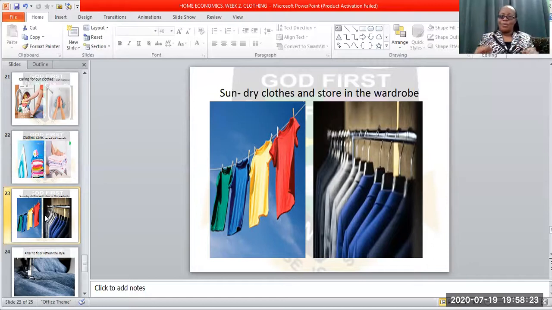Use your peg to hold them down, and then let the sun dry the clothes off. Where you are not using your machines, of course, it is possible. It can be done. It's something doable. Wash and spread them to dry. That is the meaning of sun dry your clothes.